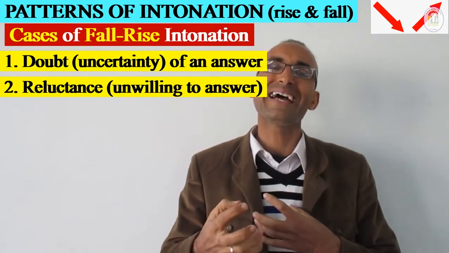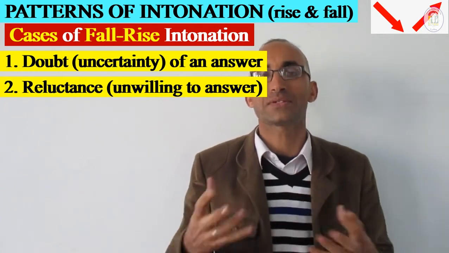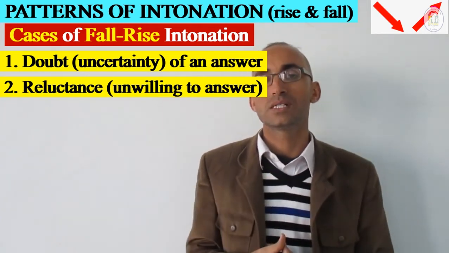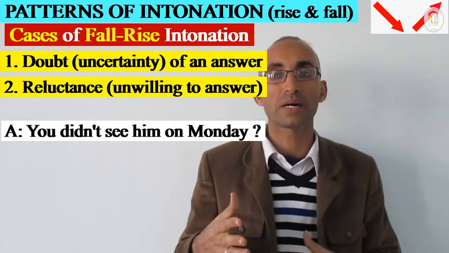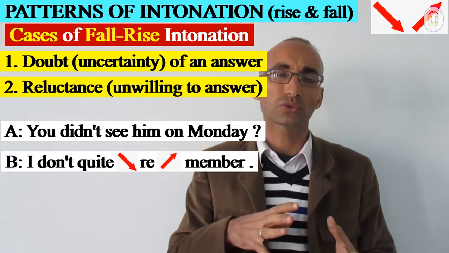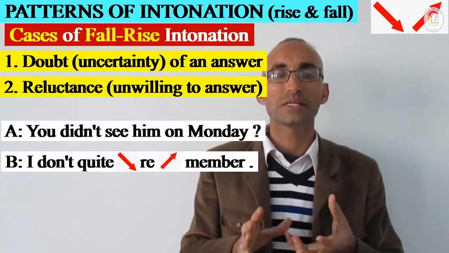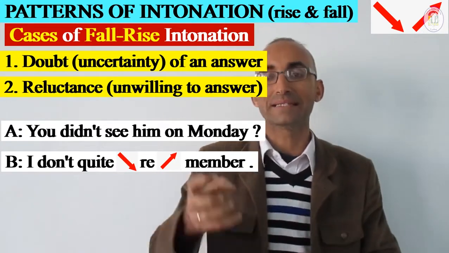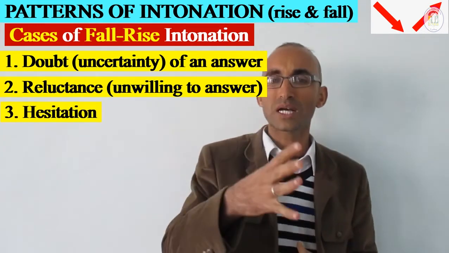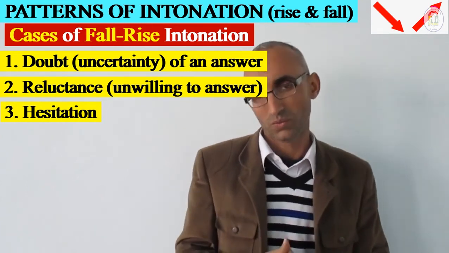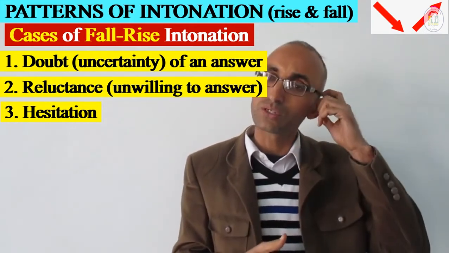Also, fall-rise intonation is used for expressing reluctance, when you are unwilling to give an answer, reluctant to answer. Example: A may say, "You didn't see him on Monday." B will answer, "I don't quite remember." So here, intonation falls then rises, because it is a case of reluctance. Also in hesitation, when you are hesitant in your speech, here also we use fall-rise intonation.